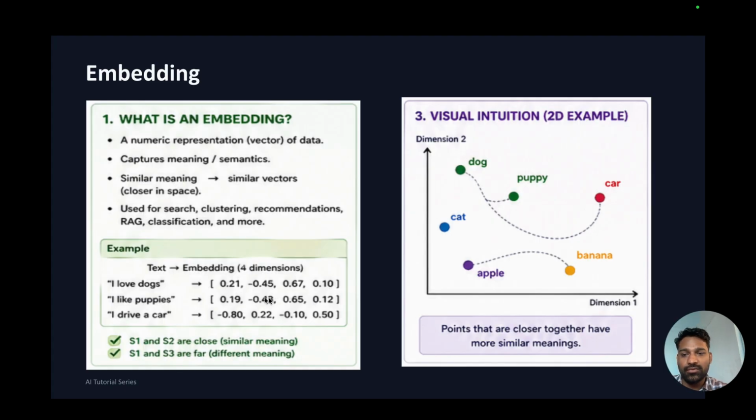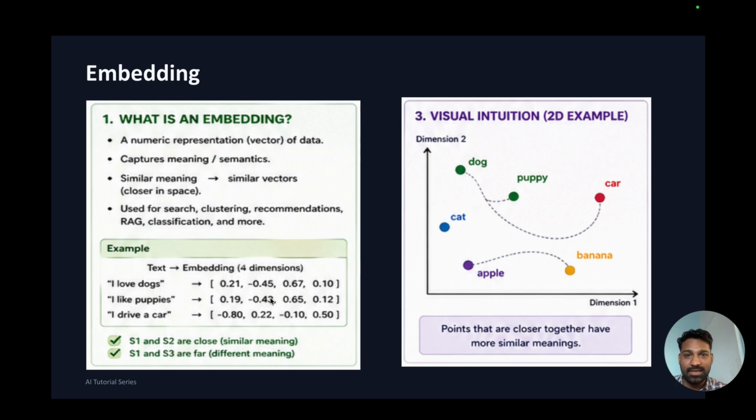45 minus 43, just 2, right? So now if we plot all these points into the 4 dimension matrix, those two sentences will be plotted very close to each other. Whereas for the third sentence, I drive a car, if you compare its values and find the difference, the difference is more compared to I love dogs and I like puppies. Now if you plot this into 4D, it will be far from the other two sentences, and that's what we need, and that's what the vector db is going to store.